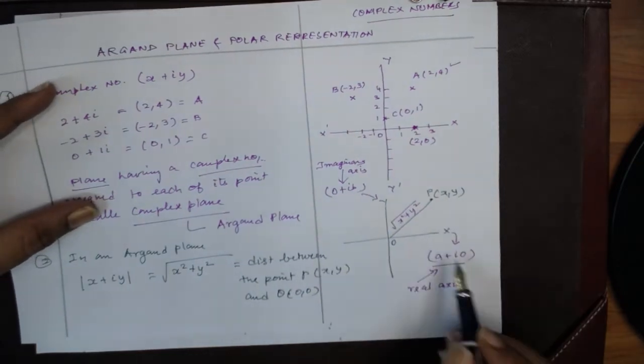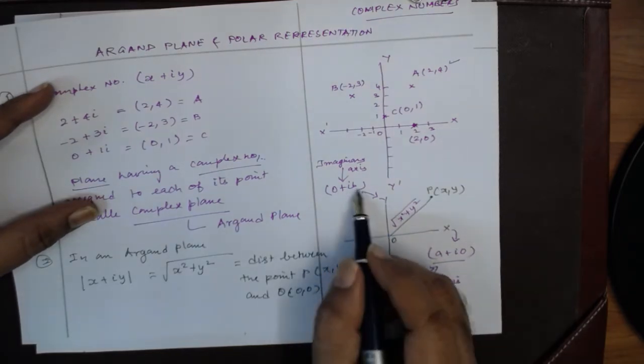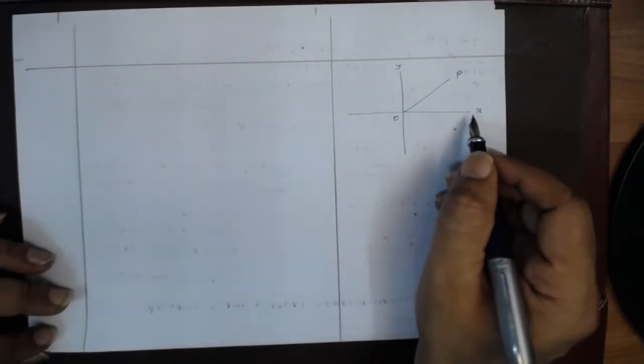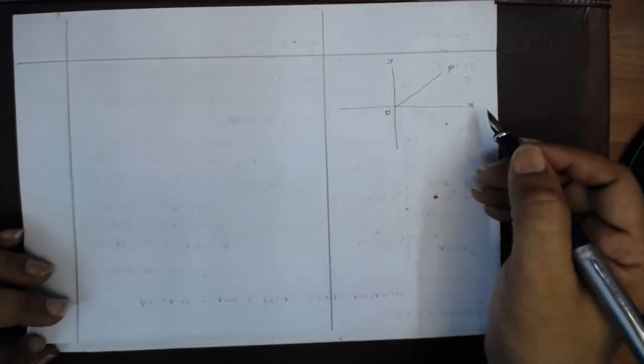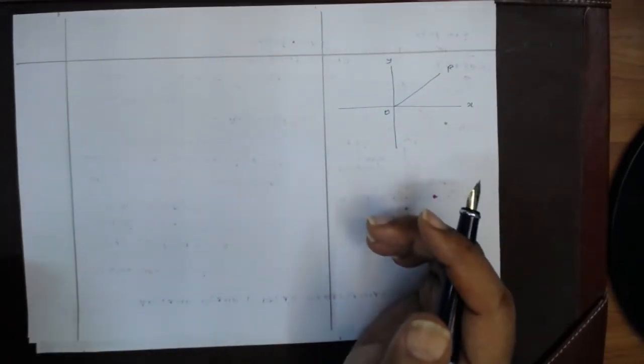Okay, so at this place we have only the real part, and at this place we have only the imaginary part. Okay, right. Now we have this real part of the complex number as axis. So the real axis and the imaginary axis together can be called the complex axis.